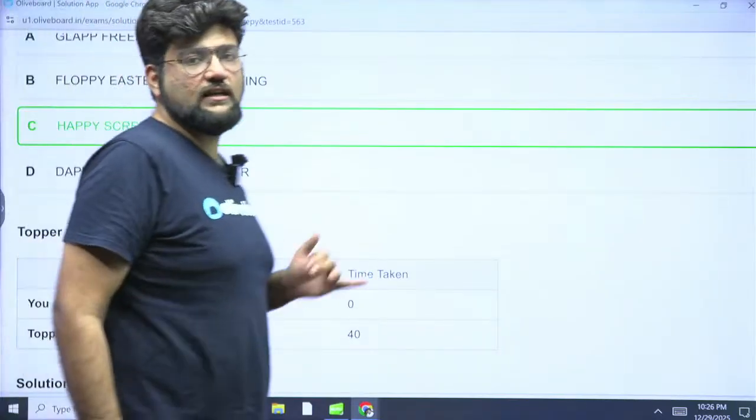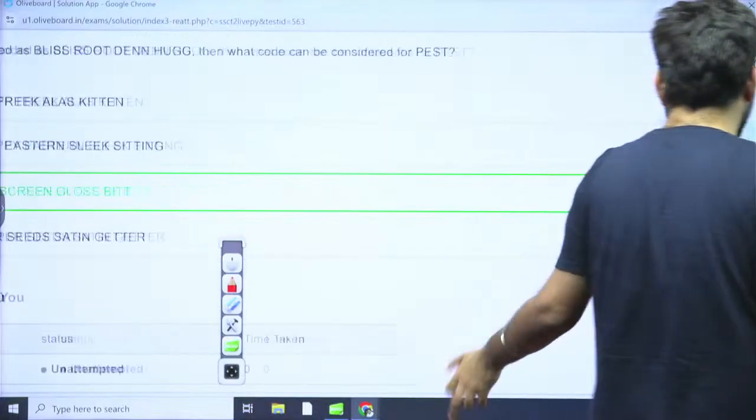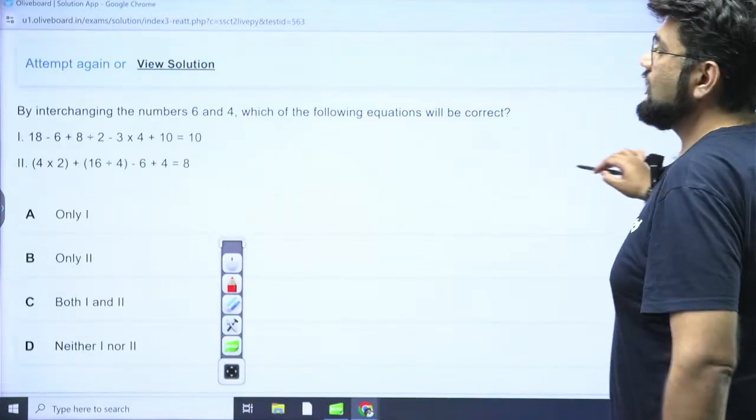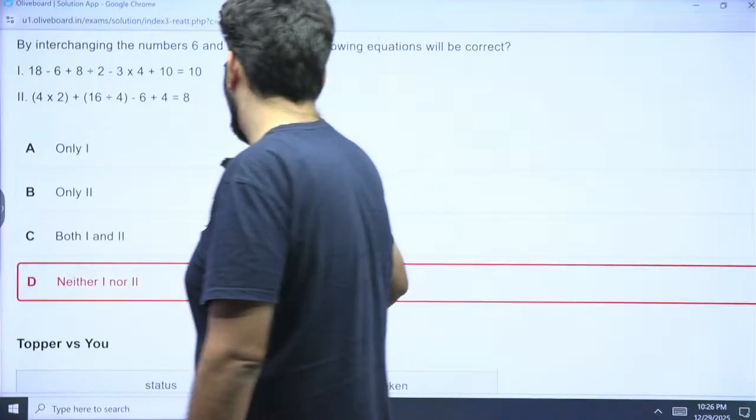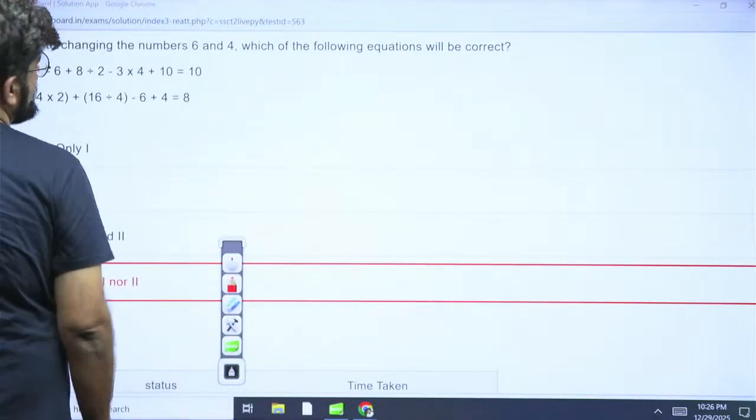So with the options, it will help you better. Sometimes just looking at the question might not help, but from the options, it is going to help you. Next, by interchanging 6 and 4, which of the following equations will be correct?